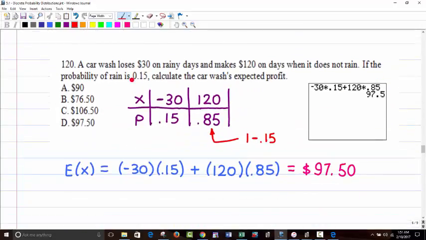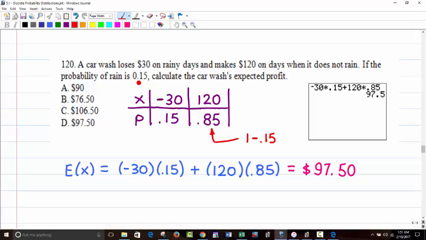All right, here's one. A car wash loses $30 on a rainy day, and makes $120 when it doesn't rain. If the probability of rain is 0.15, what is the car wash's expected profit per day? So we have two outcomes, negative 30 and positive 120. Notice they only gave us one probability value. That's okay, because if there are only two outcomes and they give you one probability, the other probability would have to be 1 minus the one they gave you.